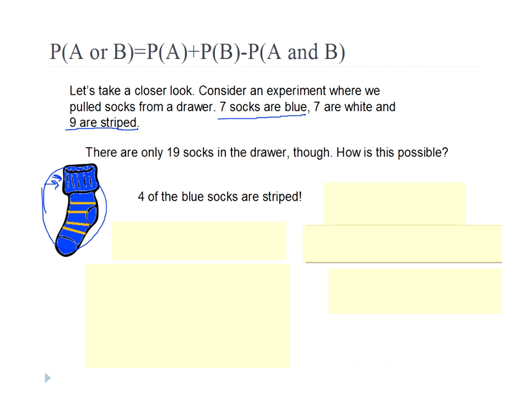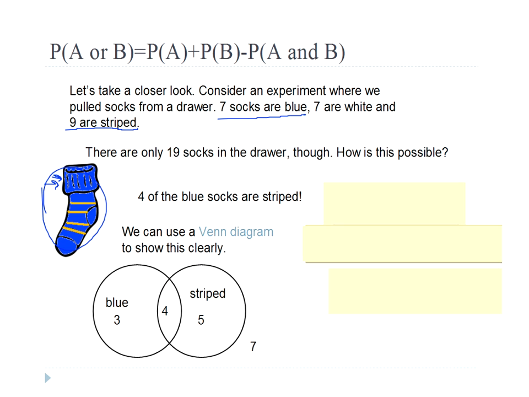So what we're going to use here is a Venn diagram to show all of this. In a Venn diagram, we have circles that will count as certain descriptors. For instance, here's our Venn diagram for this one. Everything in this circle is a blue sock, so there needs to be 7 in that circle.